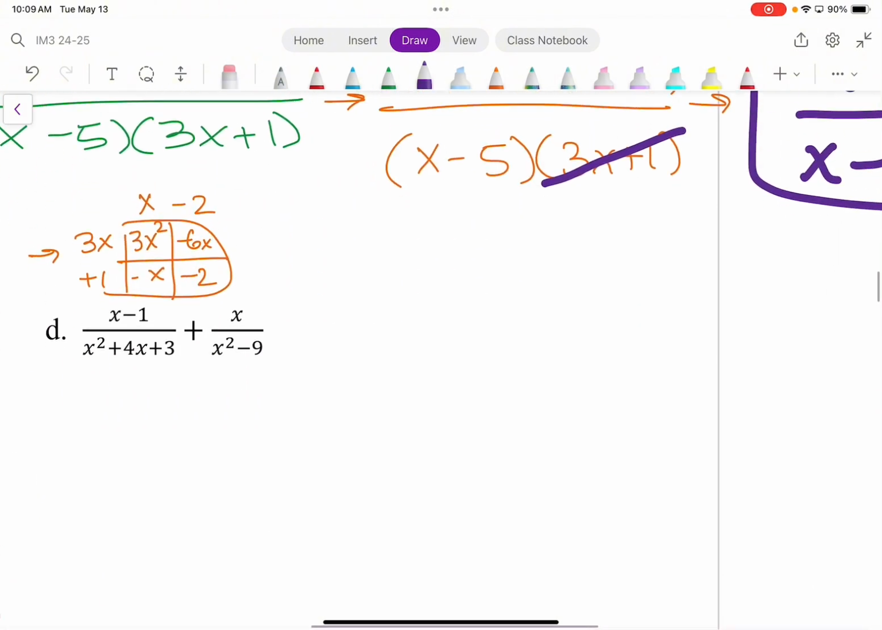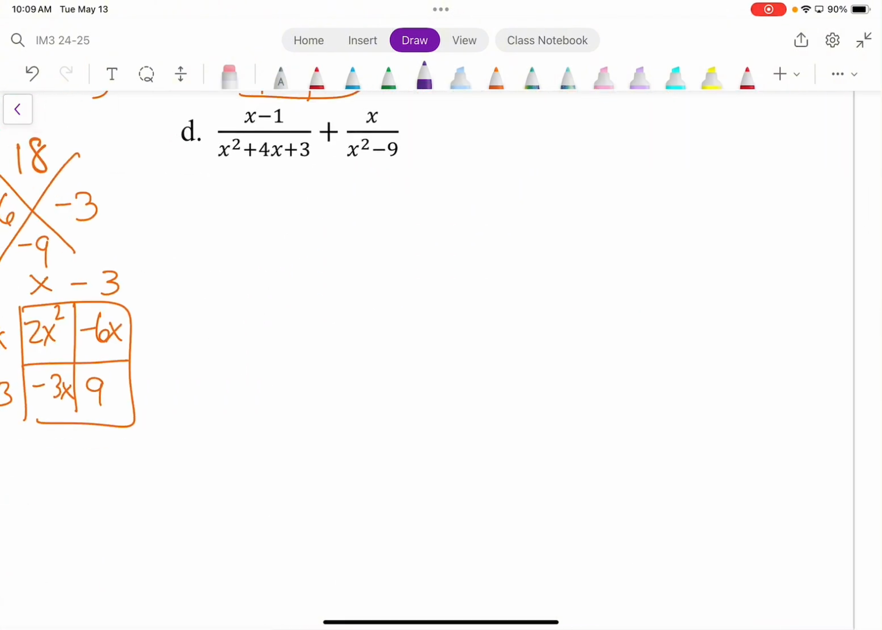Okay, let's jump to the last one, and then we can go do our appointment book. So x minus 1 over x squared plus 4x plus 3 plus x over x squared minus 9. So we will need to factor out our denominators, both of them.